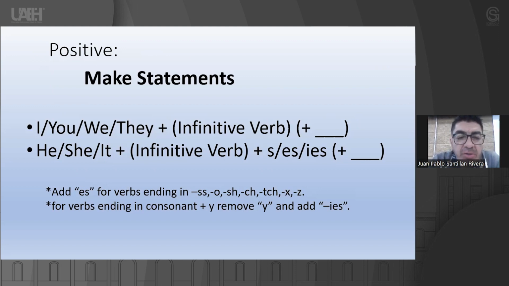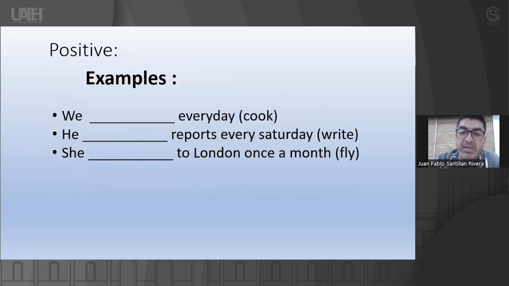When are we going to use ES with the verbs? If the verb ends in double S, O, SH, CH, TCH, X, and Z, we're going to add ES. And if the verb ends in a consonant plus Y, we are going to remove the Y and add IES. Let's go to the examples.